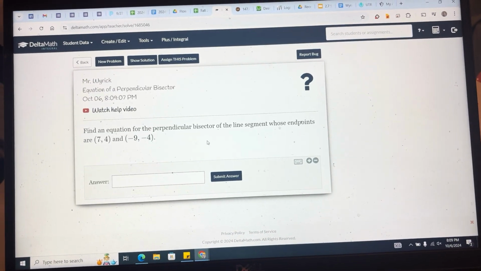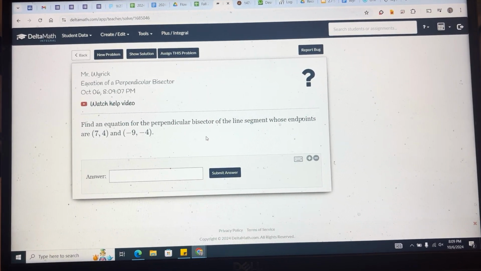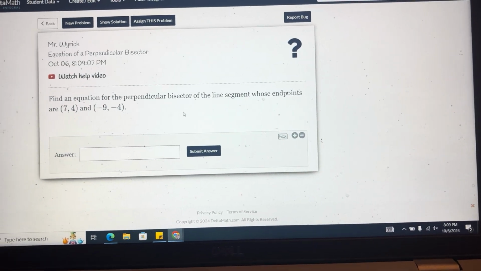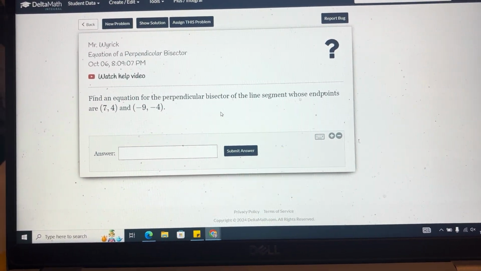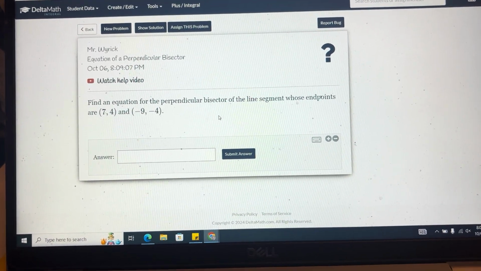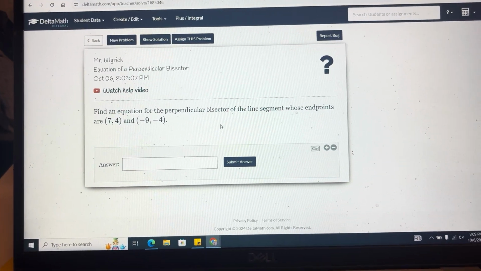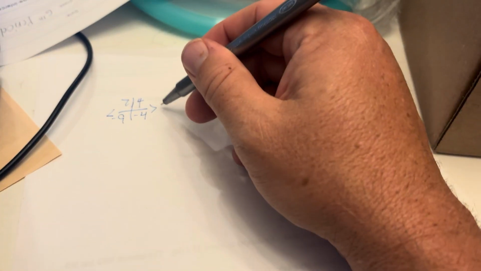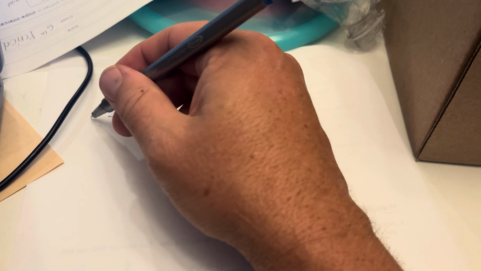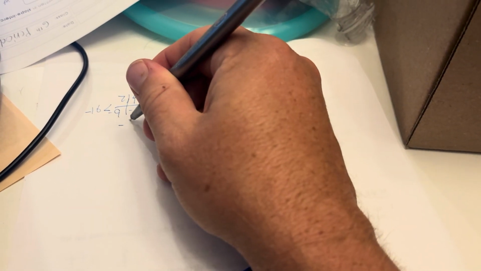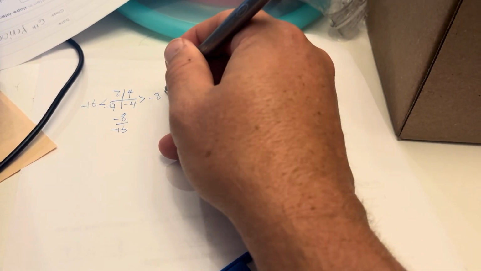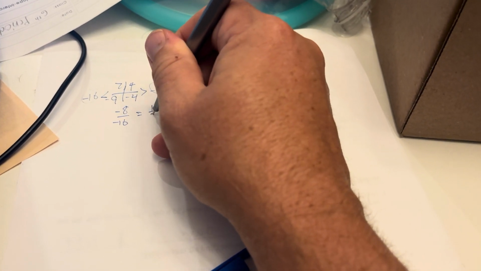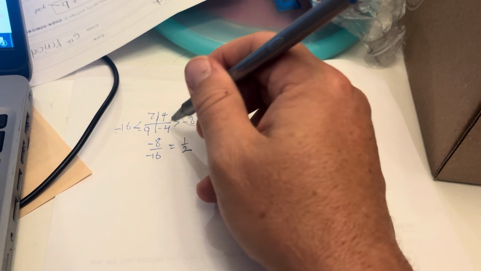The equation of the perpendicular bisector, we struggled with this just a little bit. The first thing I need to do here is find the slope of this line. So I have 7, 4, and I have negative 9, negative 4. I do change in y over change in x. 4 to negative 4 is a change of minus 8. 7 to negative 9 is a change of minus 16. So this is a negative 8 over a negative 16, change in y over change in x. That's going to reduce down to a positive 1/2. So that's the slope of this segment.